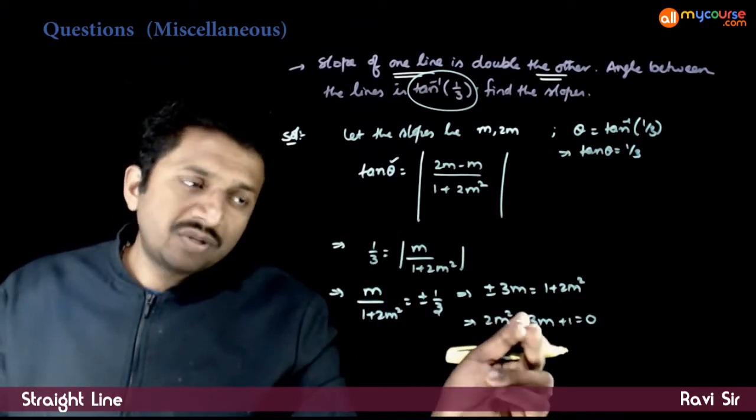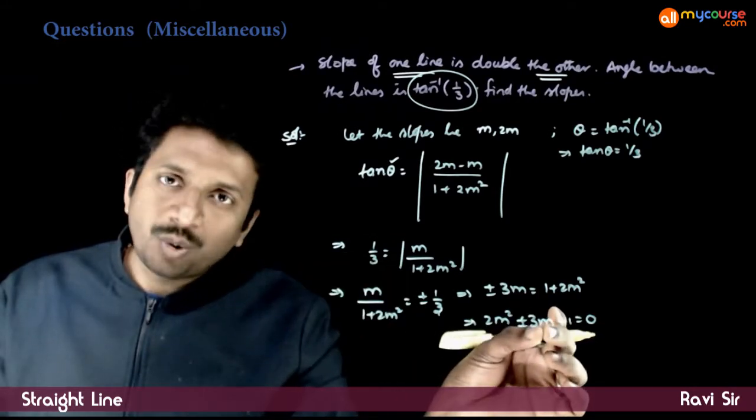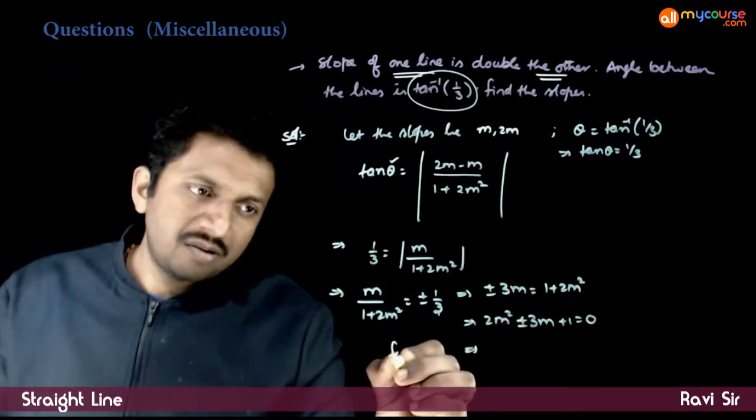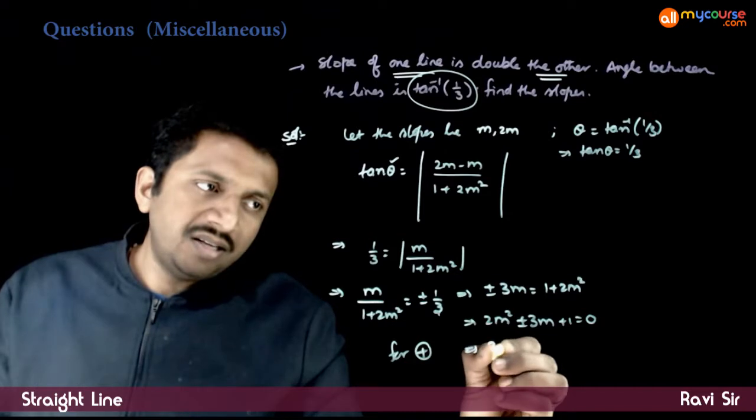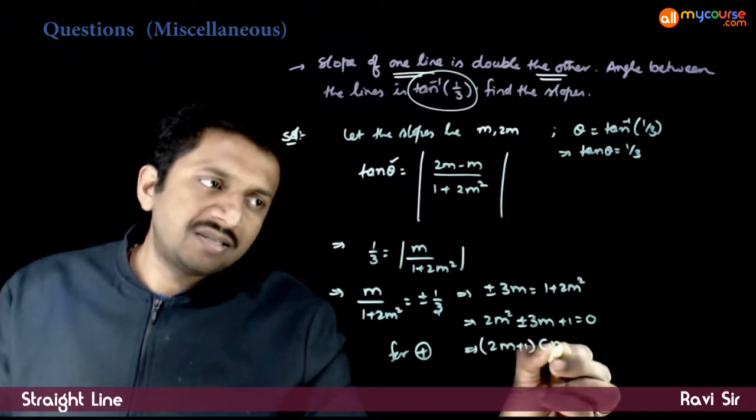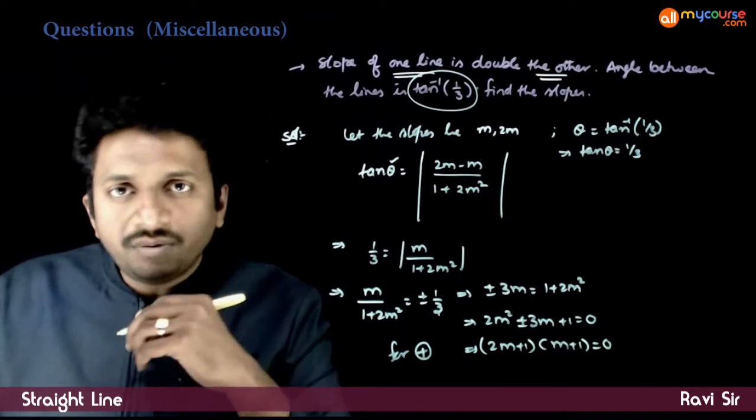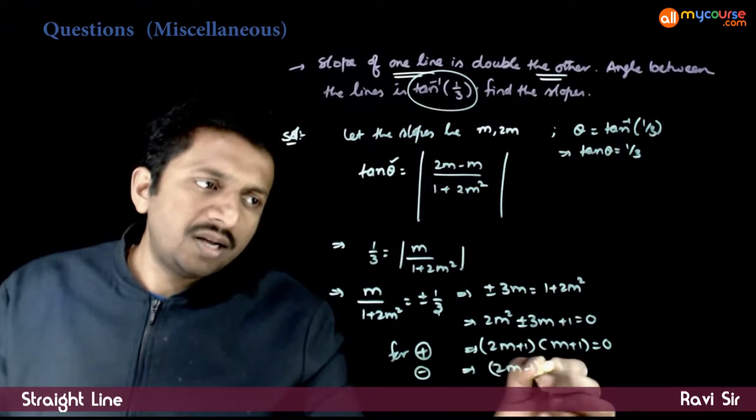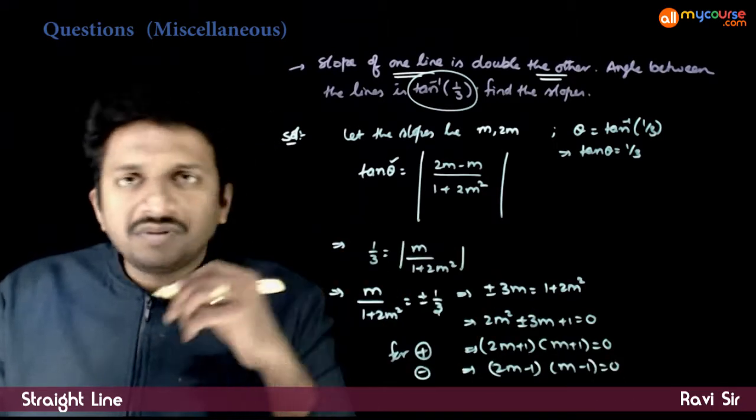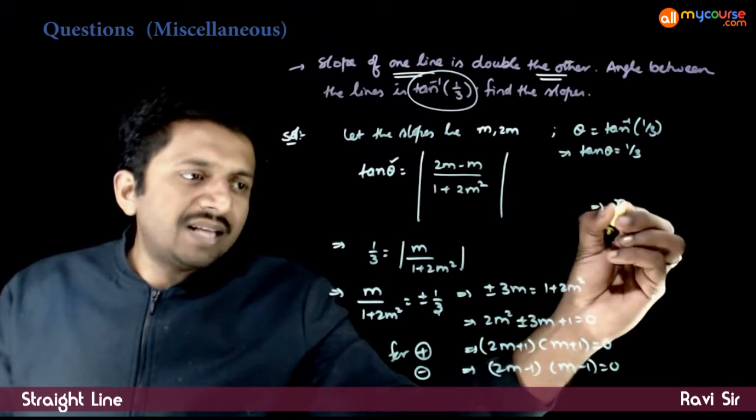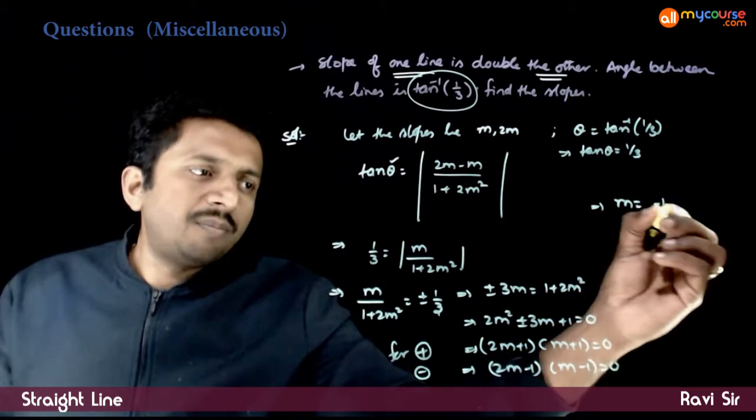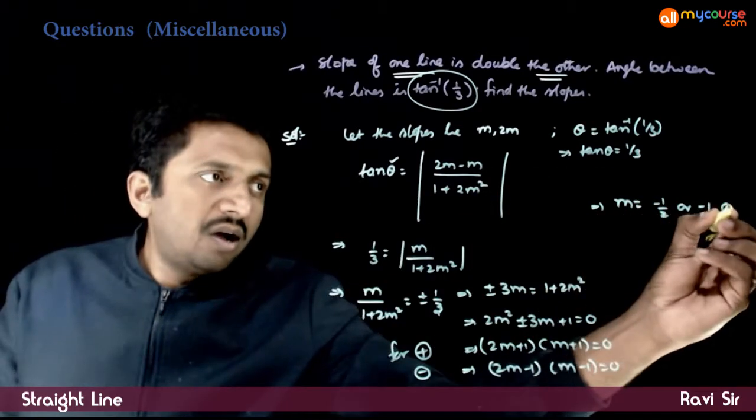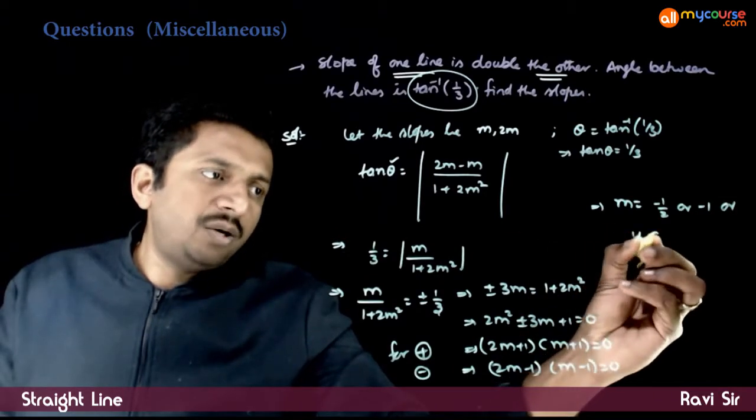So if you have 2m square plus 3m, this can be split into plus 2m and plus m. So this can be written as, for the positive sign, the factorization is (2m plus 1) times (m plus 1) is equal to 0. And for the negative sign, the factorization is (2m minus 1) times (m minus 1) is equal to 0. So this implies m is equal to minus 1 by 2 or minus 1, or 1 by 2 or 1.